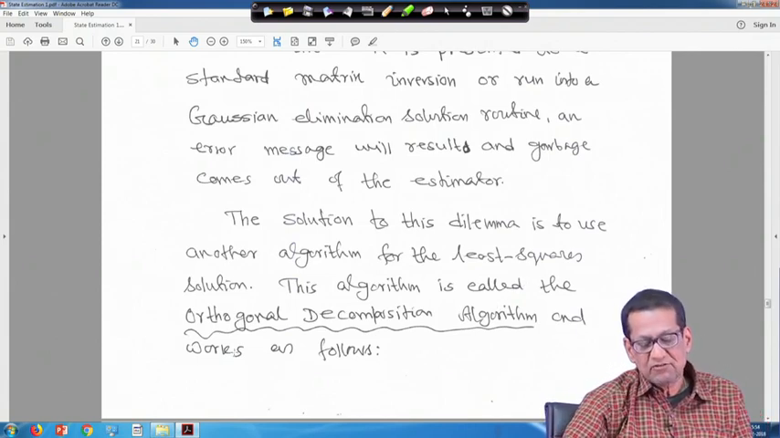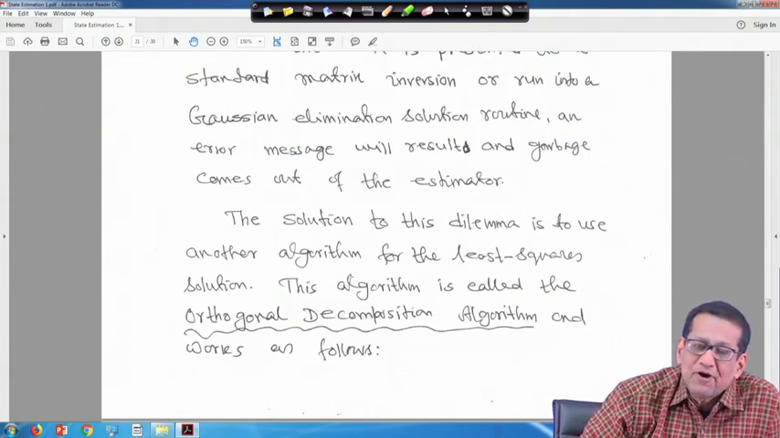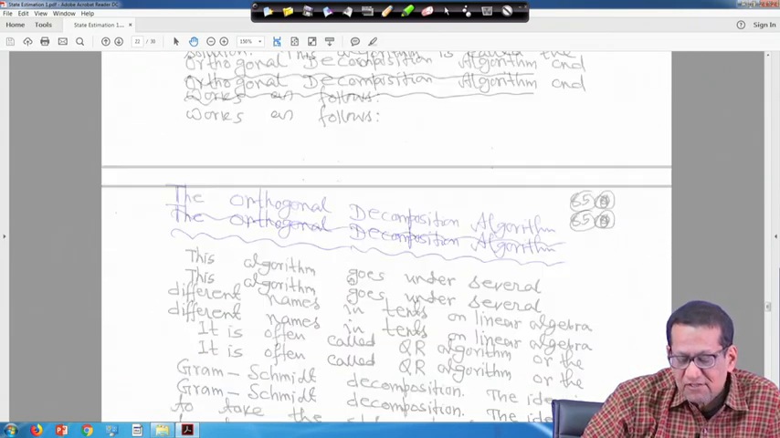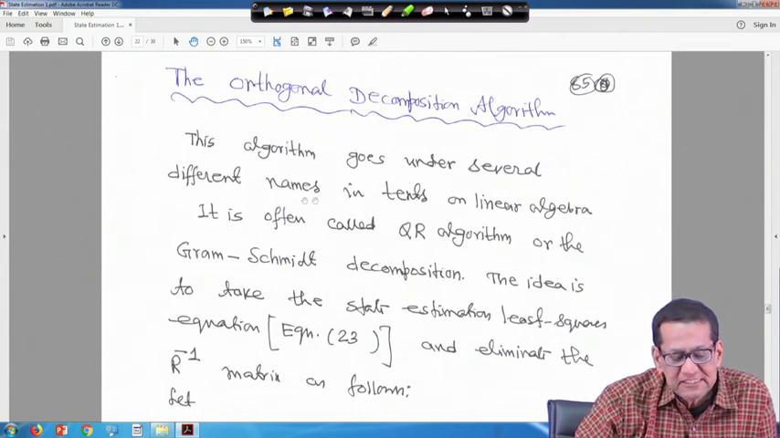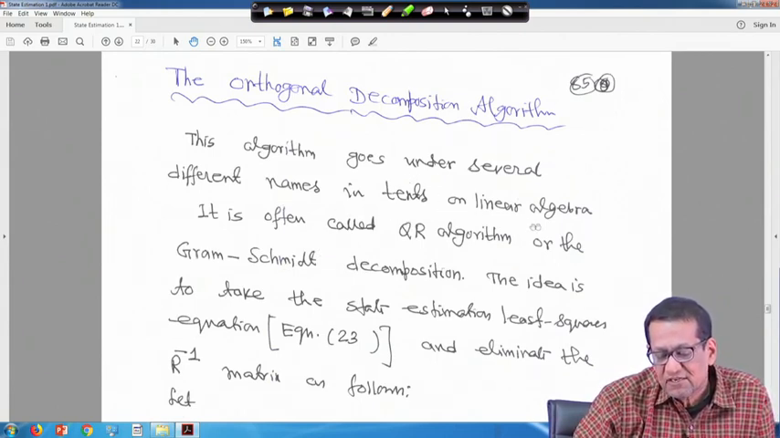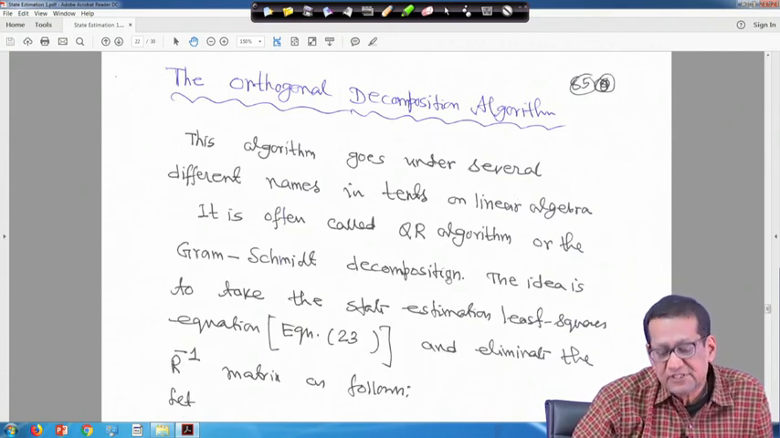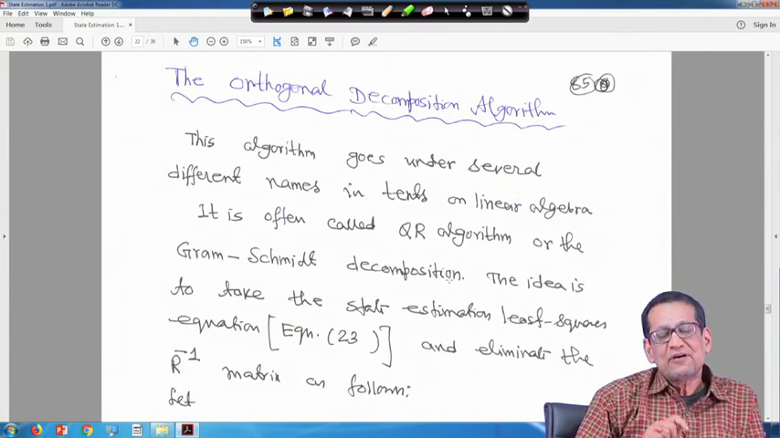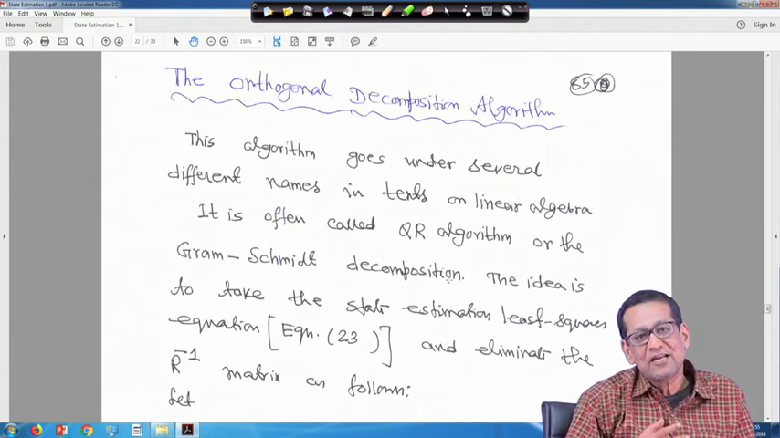So the solution to this dilemma is to use another algorithm for the least square solution, called the orthogonal decomposition algorithm, and it works as follows. That is why we follow orthogonal decomposition, so that you get a reasonably good solution. This algorithm goes under several different names in texts on linear algebra. It is often called the QR algorithm or the Gram-Schmidt decomposition technique. But here we are using an R matrix, so we will name this a QU rather than a QR algorithm.